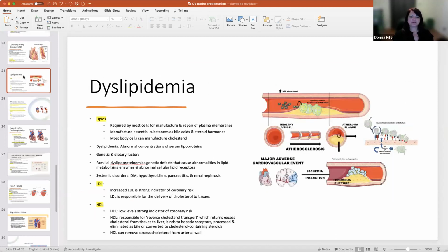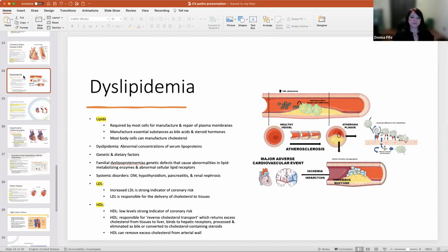Dyslipidemia. Lipids are required by most cells for manufacture and repair of plasma membranes. They manufacture essential substances such as bile acids and steroid hormones, and most body cells can manufacture cholesterol. When we have dyslipidemia, there are abnormal concentrations of serum lipoproteins. Genetic and dietary factors are involved with dyslipidemia.